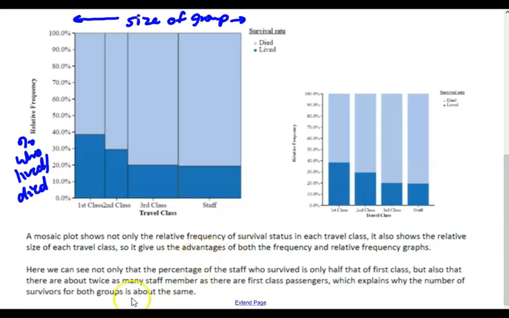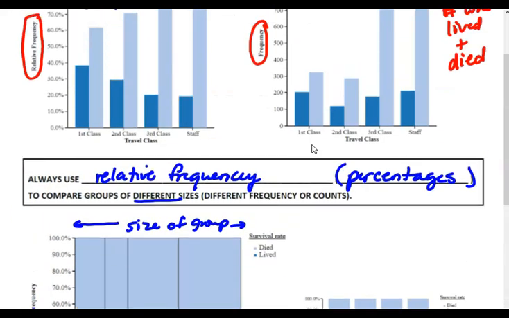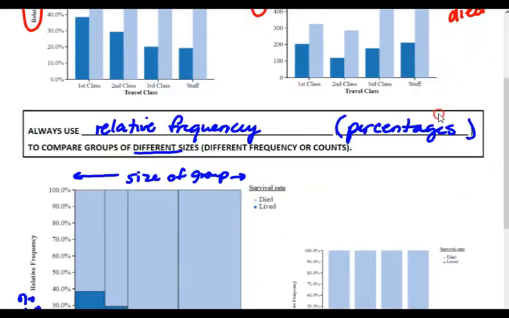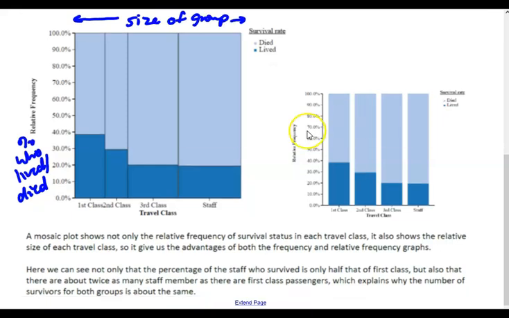So here we can see that not only is the percentage of the staff who survived only half that of first class, but also there are about twice as many staff members as there are first class passengers, which explains why the number of survivors for both groups is about the same. Okay, so half the survival rate, but twice the size. So that's why when we looked at this frequency graph up here, we could see that the number who survived is about the same, but the number who died is quite a bit more. So that's the Mosaic plot, also a really useful graph.